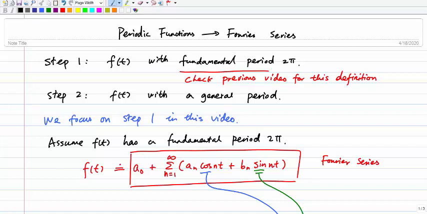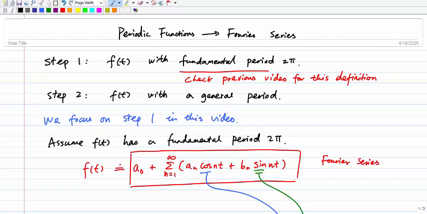This video is about how to write a periodic function into its Fourier series. In the previous video, I talked about a brief introduction of Fourier series and the basic idea of Fourier series. So, to write a periodic function into Fourier series, we are talking about two different cases. The first one is how to write a periodic function with fundamental period 2 pi into Fourier series. If you want to know more about the fundamental period, I already mentioned it in the previous lecture, so you can check my previous video about the definition of fundamental period.